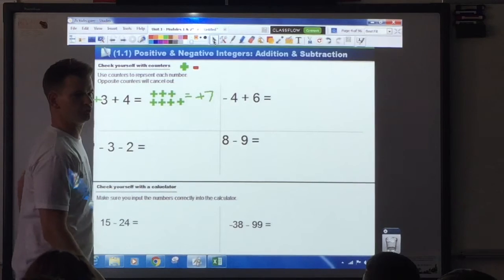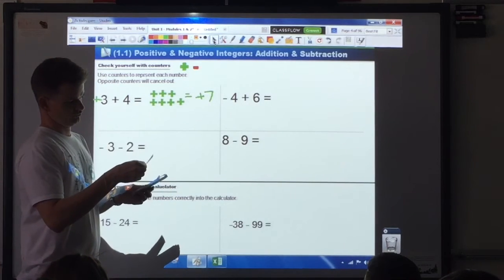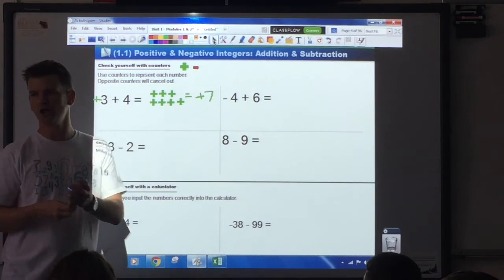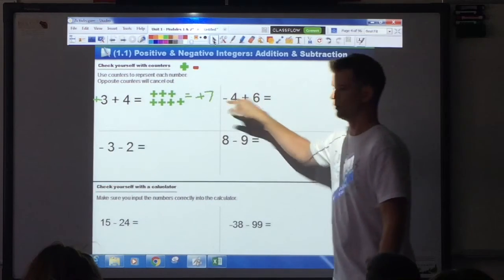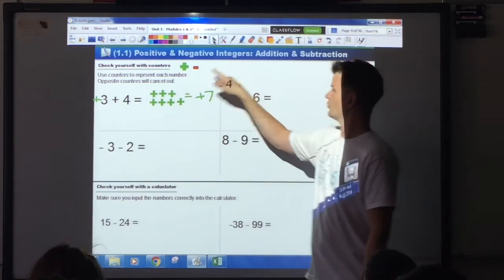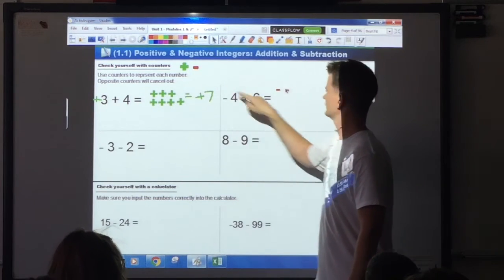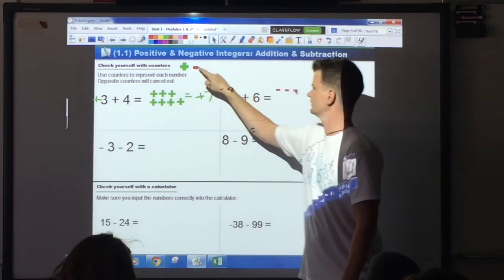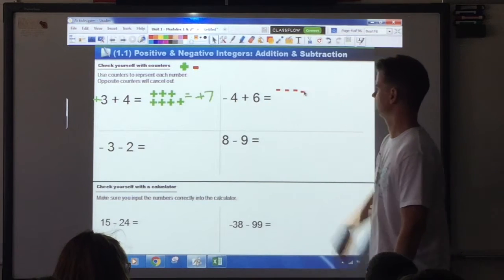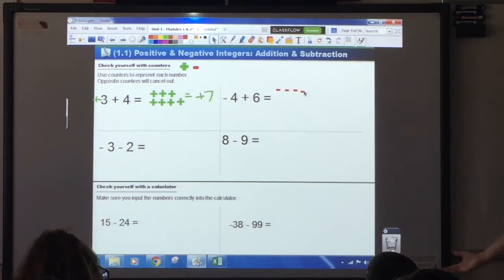Okay, let's go to Autumn Davis. Where you at? Autumn. The first number here is what? Negative 4. So we're going to grab 4 red counters. 1, 2, 3, 4. And we always stack them on top of each other. That represents my negative 4.